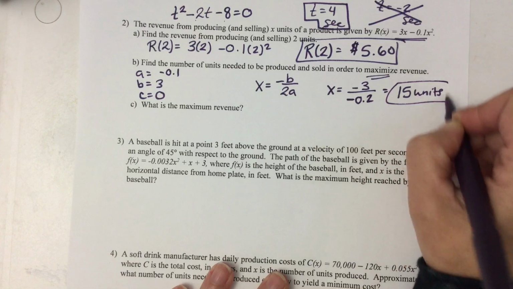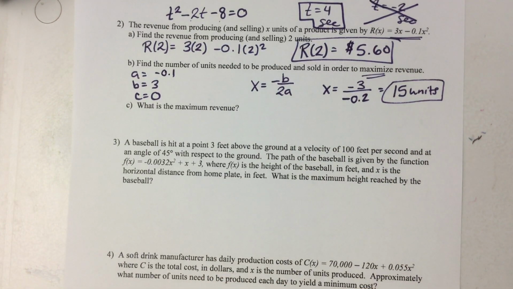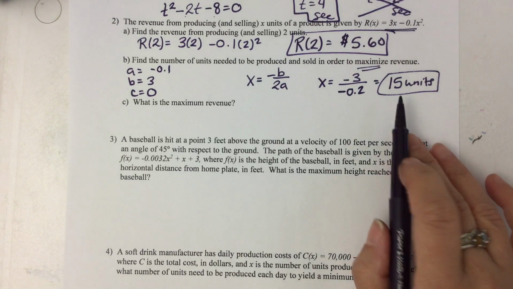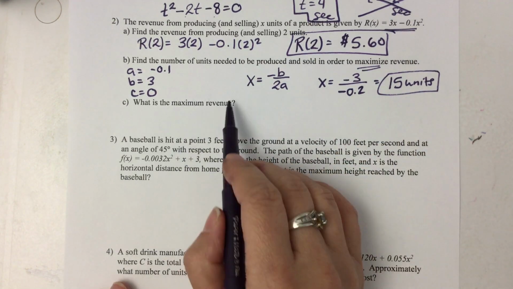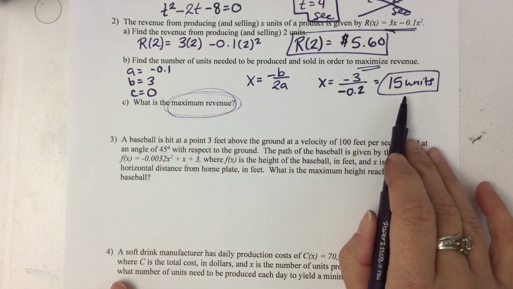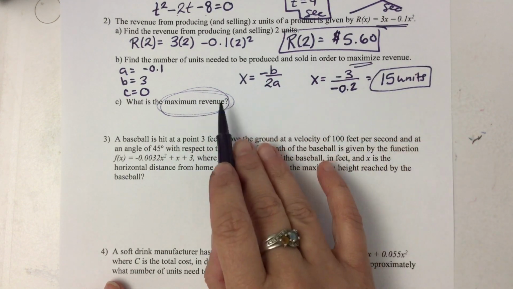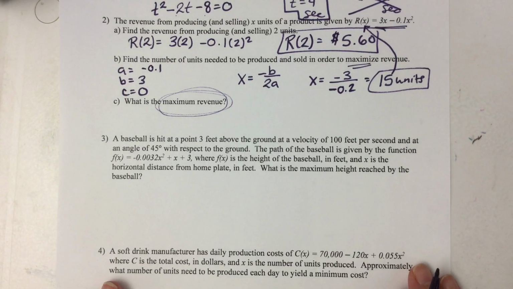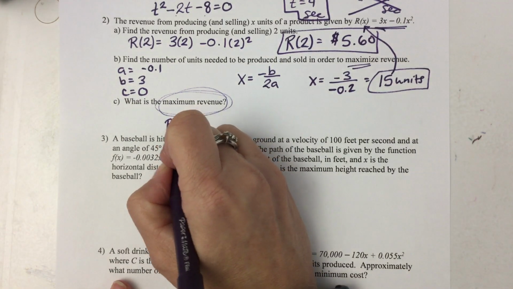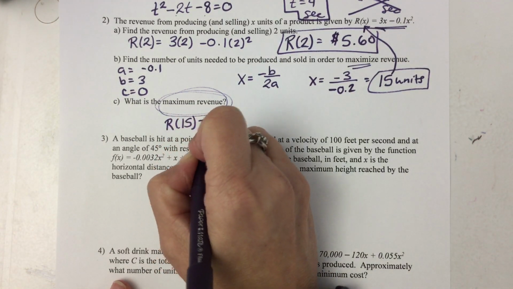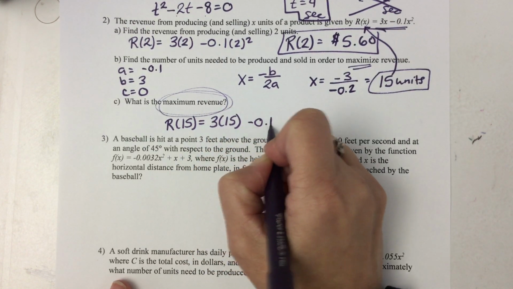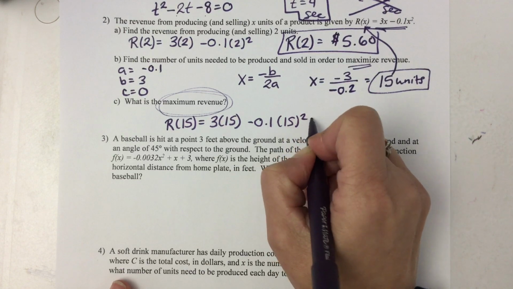That is units. So if you want to maximize your revenue, bring in the most amount of money possible, you would need 15 units. What is the maximum revenue? So this is how many units you need. To find out the maximum revenue, you fill that X value into your revenue function. So revenue at 15 units is 3 times 15 minus 0.1 times 15 squared.